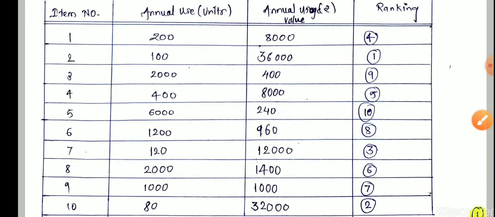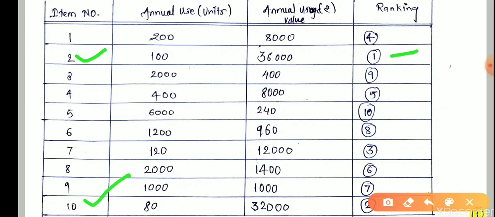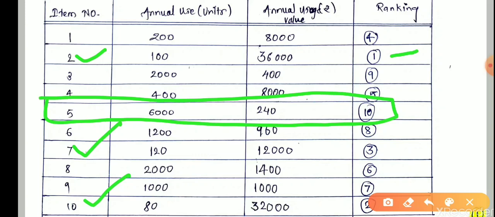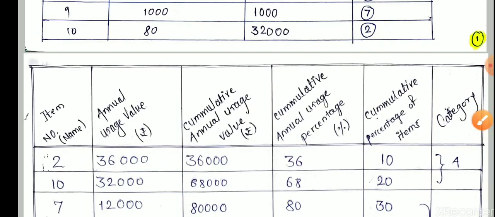Now, according to this ranking, the second item we have to write first, then the 10th item we write second, then the 7th item we write third, and at the end our 5th item comes in the next table. Are you getting this point? Then from 2 to 8 we write down in the table according to ascending order of the ranking. Okay, now move to table number 2.